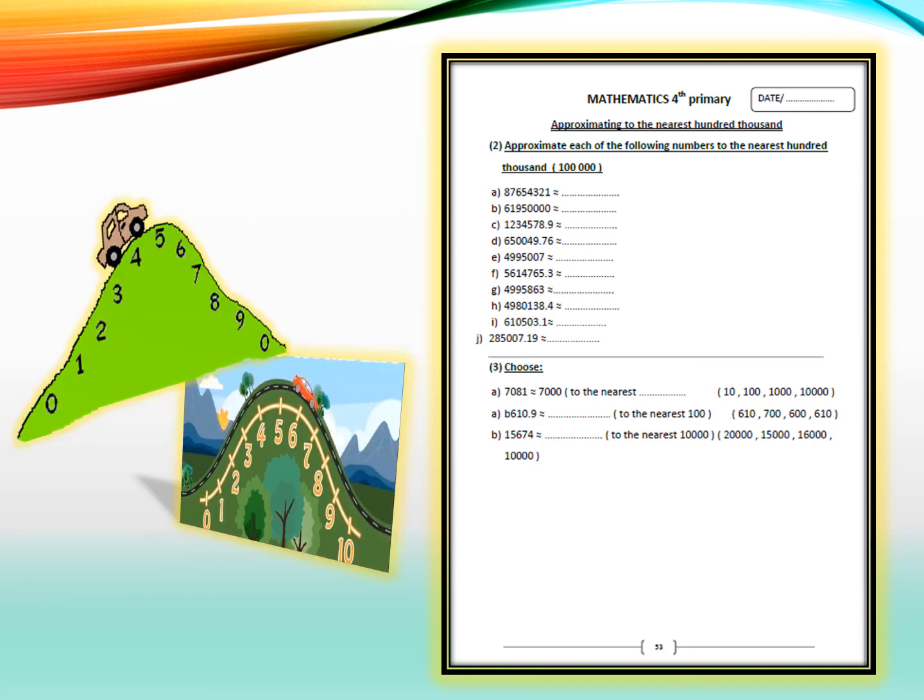Okay, let's take another example. Number D, we have 650,049. If I want to make approximation to the nearest 100,000, I will circle the number in 100,000, which is 6. And I will look on the right, which is 5. 5 is a strong number. It will give 6 one, 6 becomes 7. And the 5 becomes 0, 4, 9 becomes 0. So the number after approximation will be 700,000. And I will ignore the decimal number.